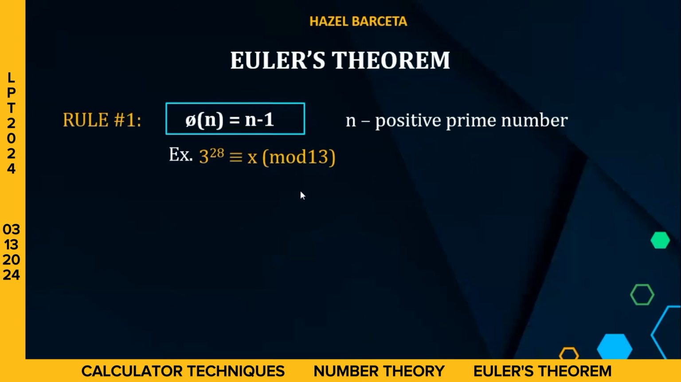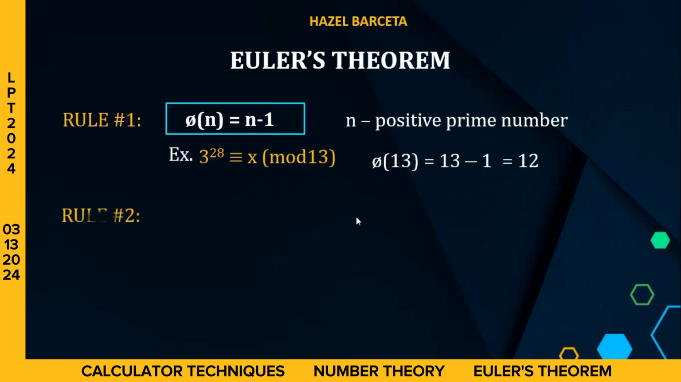So, let's proceed dahil pasado naman po ang ating A at N at higit sa lahat ang ating N ay positive prime number kaya we can apply rule number 1. So we have totient of N, which is totient of 13, is equal to 13 minus 1. So, totient of 13 is equal to 12. So, ganito lang po kadali kapag sa positive prime number ang ating N.